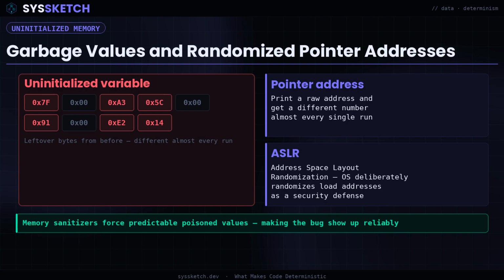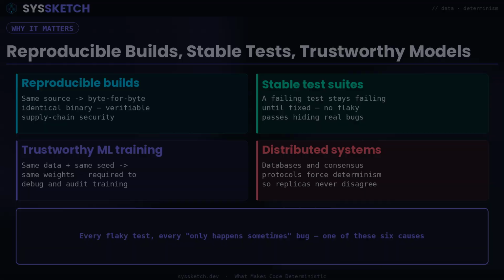The last category lives at the hardware level: uninitialized memory and pointer addresses. In languages with manual memory management, reading a variable before it is set does not give you 0, it gives you whatever bit pattern was already sitting in that memory location, left over from whatever ran there before. Print a raw pointer address and you get a different number nearly every run, because modern operating systems deliberately randomize where programs load in memory as a security defense, called address space layout randomization.